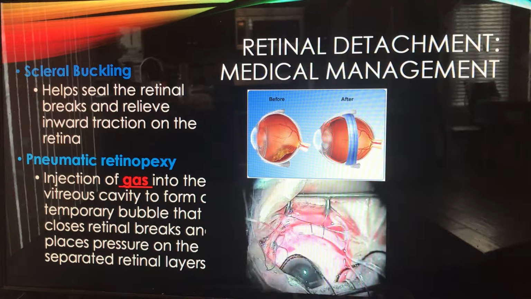So for medical management, one of the things they can do is called the scleral buckling. This helps seal the retinal breaks and relieve inward traction on the retina, as you can see in this picture here. They have what's called the pneumatic retinopexy. This is your gas tamponade. So this is injection of gas into the vitreous cavity to form a temporary bubble that closes retinal breaks and places pressure on the separated retinal layers.